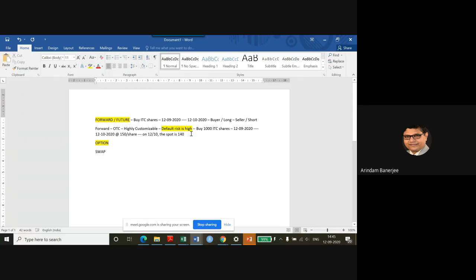In the case of a future, the basic mechanism is the same, but it is always exchange traded. So everything is decided by the exchange: the lot size, the delivery date, the basic parameters are decided by the exchange itself. So it is less customizable.